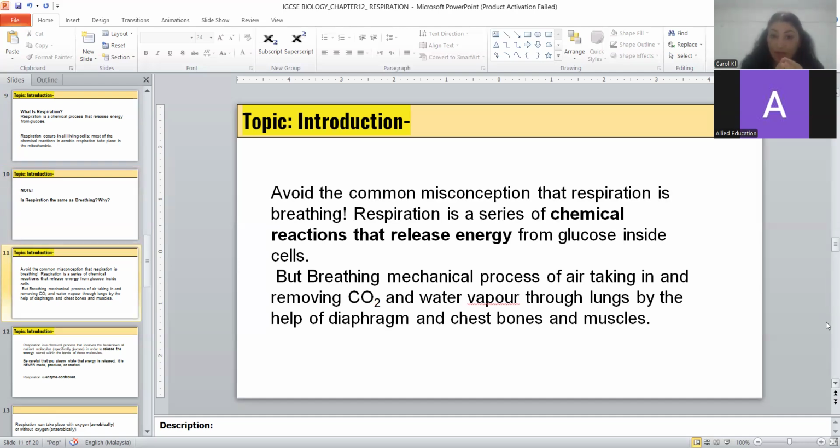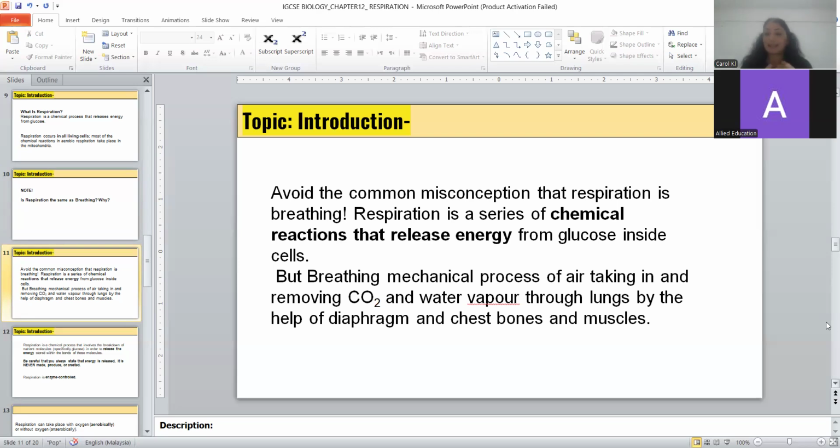Please be careful, because usually when you talk about respiration, it's talking about the small, tiny glucose molecules. It is at the molecular level. So the chemical reaction happens inside the mitochondria, and they break that chemical, which is glucose, and it bonds, and then ATP is released, or energy is released.